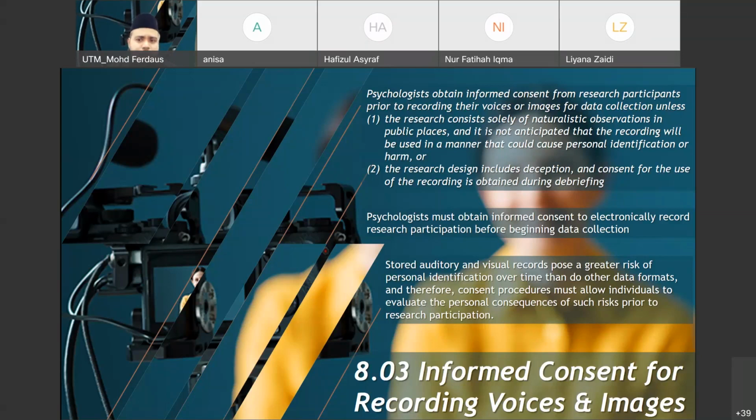So in this naturalistic observation, like in public places, if you want to record the voices, the images, the audio, the video recording, you can do that provided that you inform them right afterwards. The research design includes deception and consent for the use of the recording is obtained during debriefing.